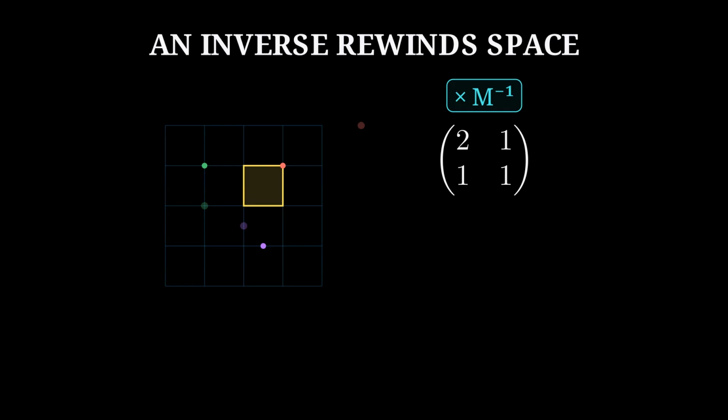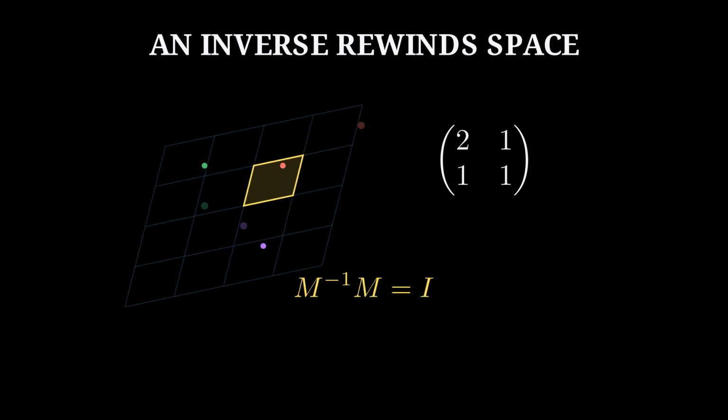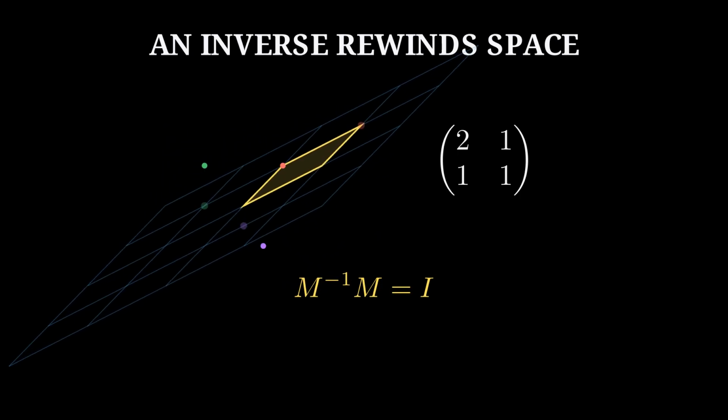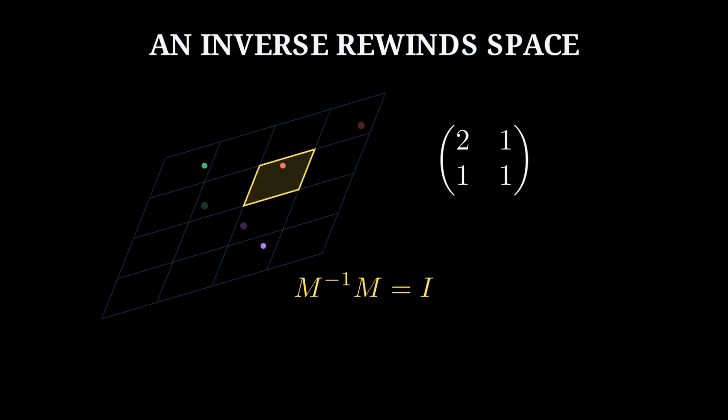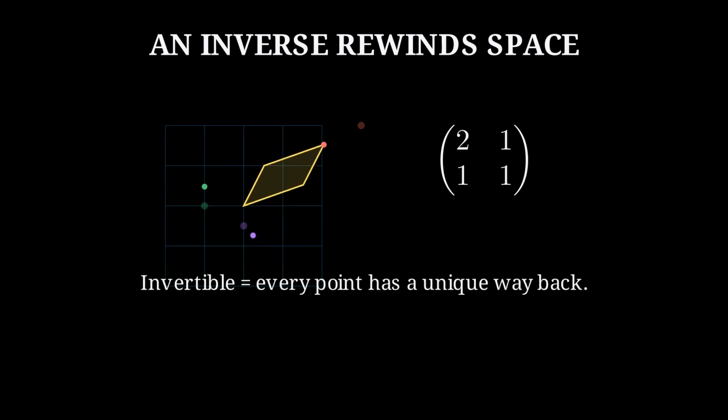The inverse is not a separate magic trick. It exists because the first move never destroyed information. In symbols, inverse times matrix equals the identity. On screen, that equation simply means the grid comes home. Invertibility is geometric. Did the transformation preserve enough information to rewind?